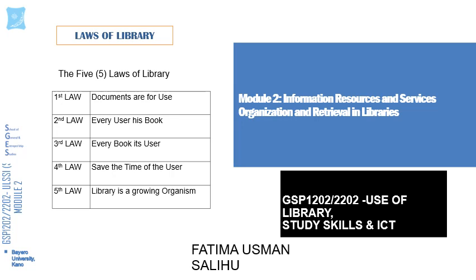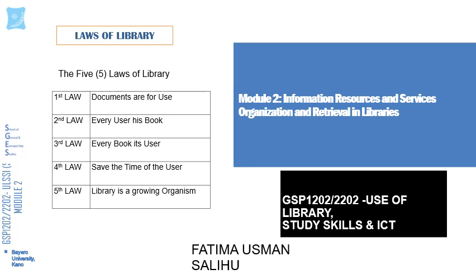libraries were clearly stated. The first law states that documents are for use. The second law, every user his book. The third law, every book its user. The fourth law, save the time of the user. The fifth law, libraries are growing organisms. So therefore, libraries are meant to be used constantly.